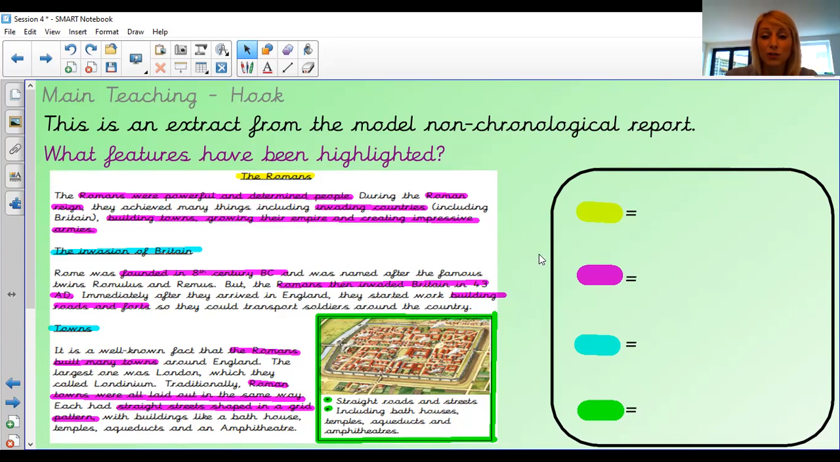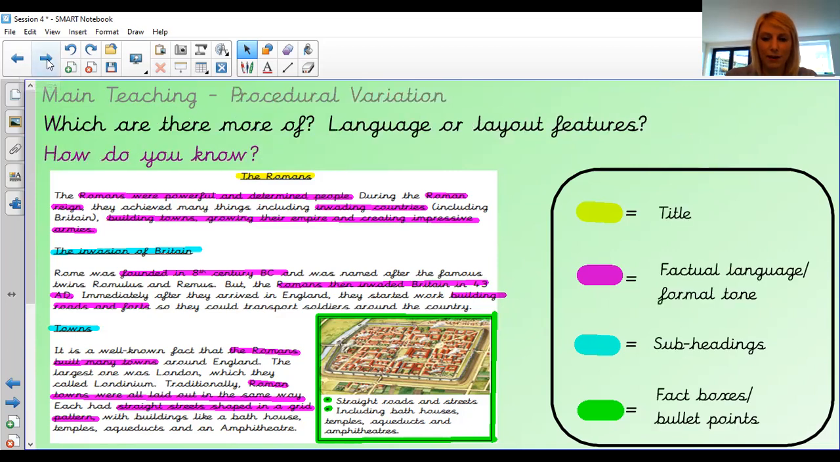So as I said, if you need to, just pause the video and have a conversation here. If you're working on your own, don't worry, just think to yourselves and I'll reveal the answer in just a moment. So have a quick look through that highlighting. What features did I identify in each colour? Let's have a look then.